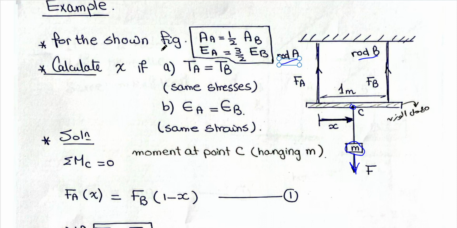For the shown figure, the area of rod number A is half the area of rod number B. And Young's modulus of rod A equals 3 over 2 Young's modulus of rod B. It's required to calculate x. What is x? It is the distance from A to the point of hanging. I want to hang this mass at point C.